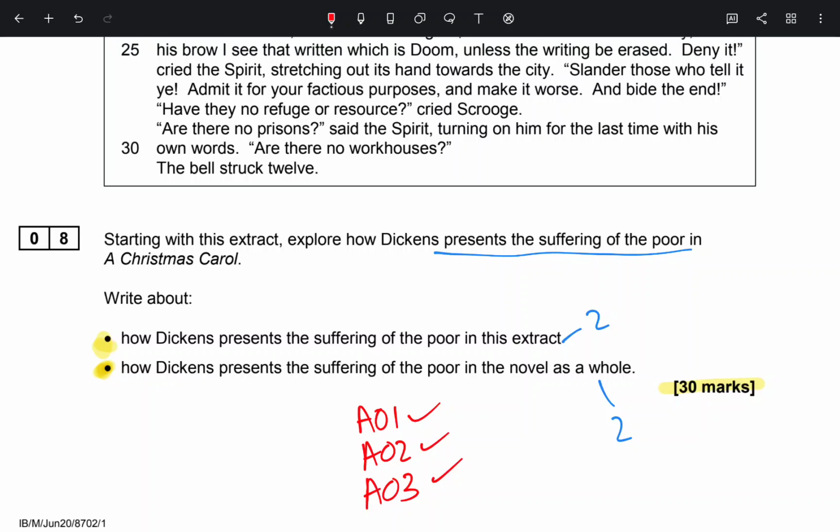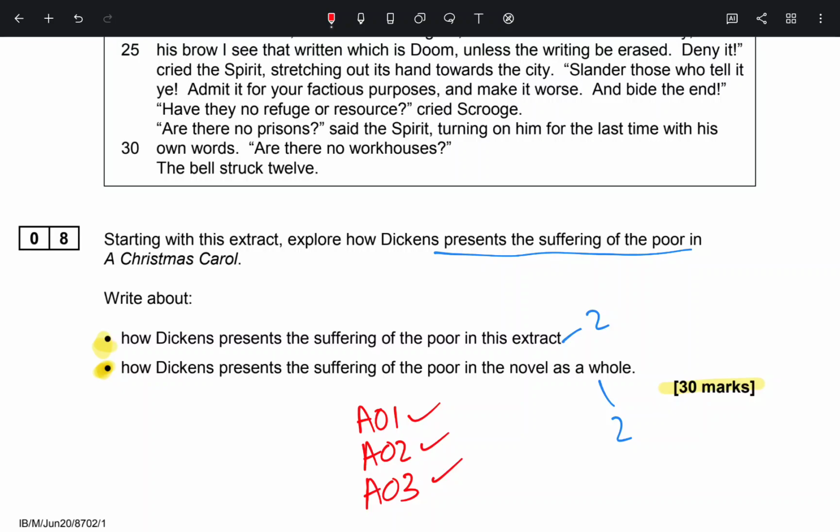Now, the question is, how do I approach this section? Again, to be honest, it's very similar to section A. So in terms of your marks and assessment objectives, remember you should spend around 45 to 50 minutes to write on this question. So that's something for you to remember.